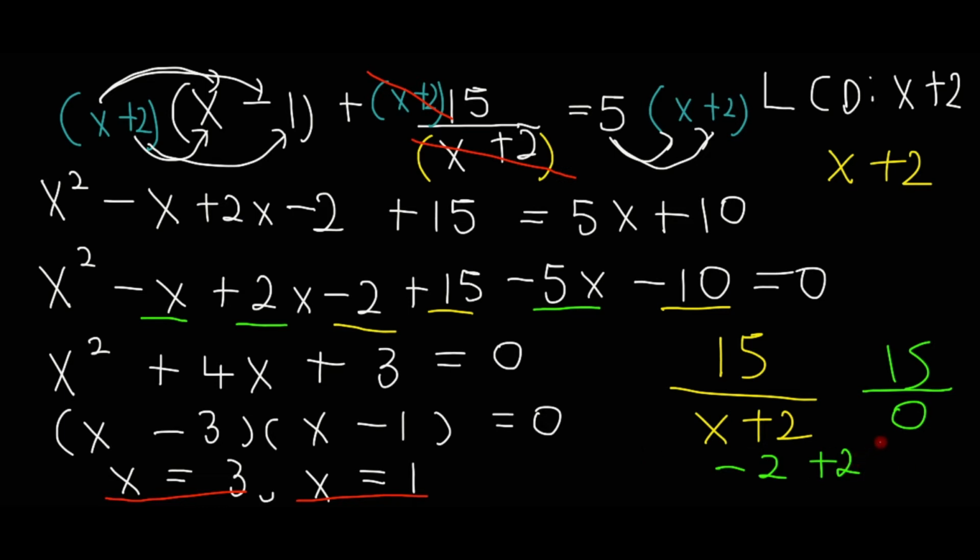So let's say if your x is minus 2, I would say x is not equal to minus 2, because I know that if I substitute minus 2 here, I will get 0. So that is very important. But as for this part, x is equal to 3 and x is equal to 1, because if we substitute 3 or 1 here, we will not get 0. So this is our answer anyway.